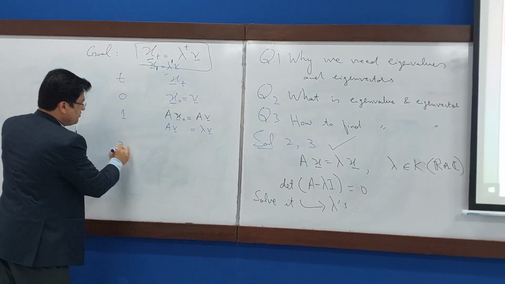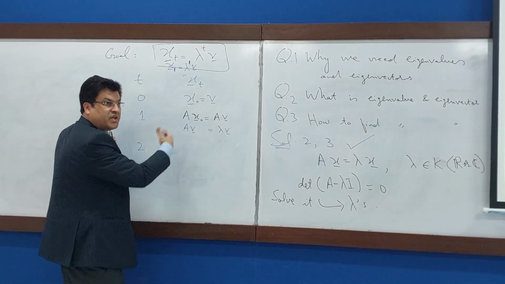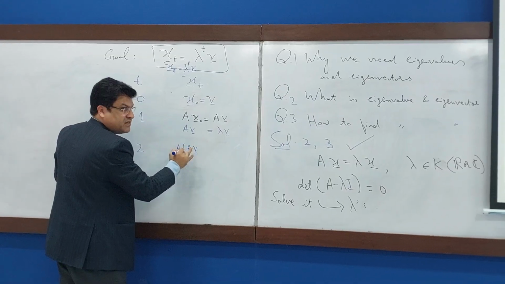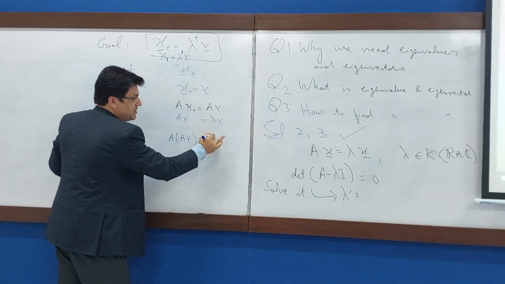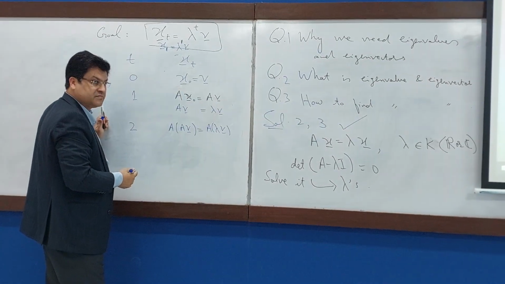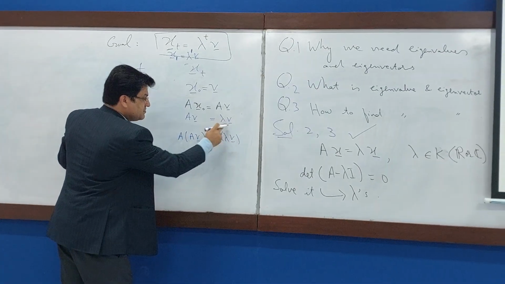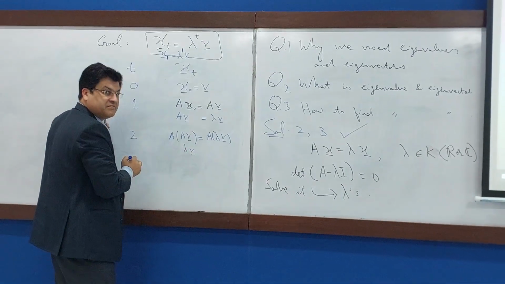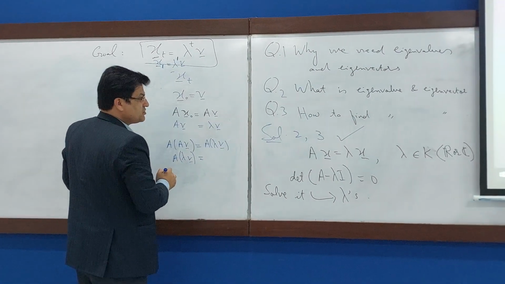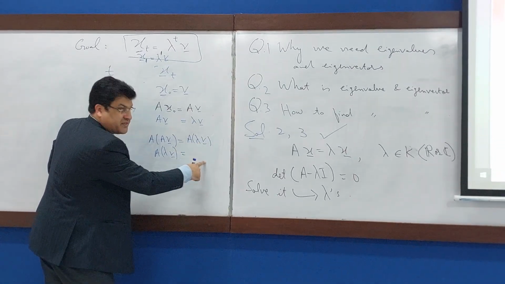Now what about if we have time step 2? Operate A on both sides one more time. A times A x naught is equal to A lambda b. Agree? So what was A b? What was A b? Lambda b. So A lambda b. Okay.